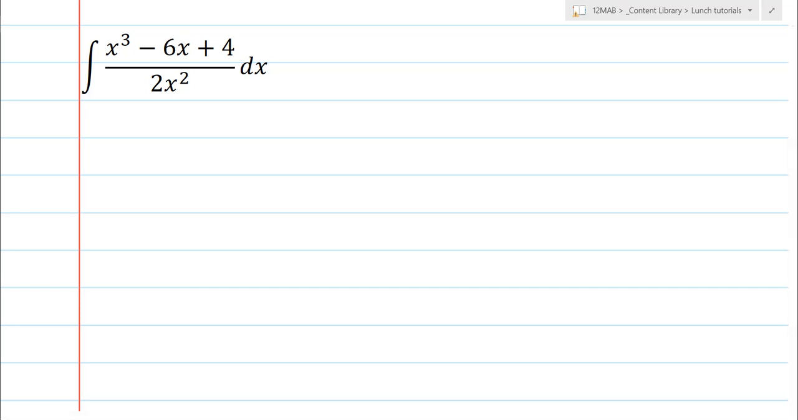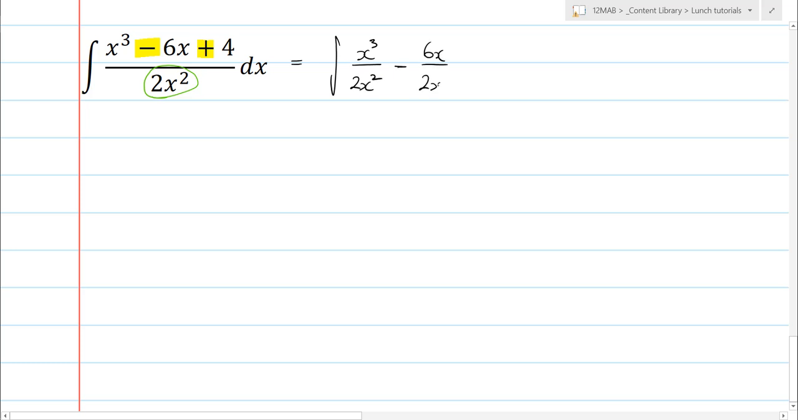What we have is 3 separate terms. They're separated by the plus and the minus. So we can't integrate this in its current form. We have to simplify it by recognizing that each of these terms is divided by this common divisor, 2x squared. So I'm going to write this out as the integral of x cubed over 2x squared minus 6x over 2x squared plus 4 over 2x squared dx. Every term is divided by that.